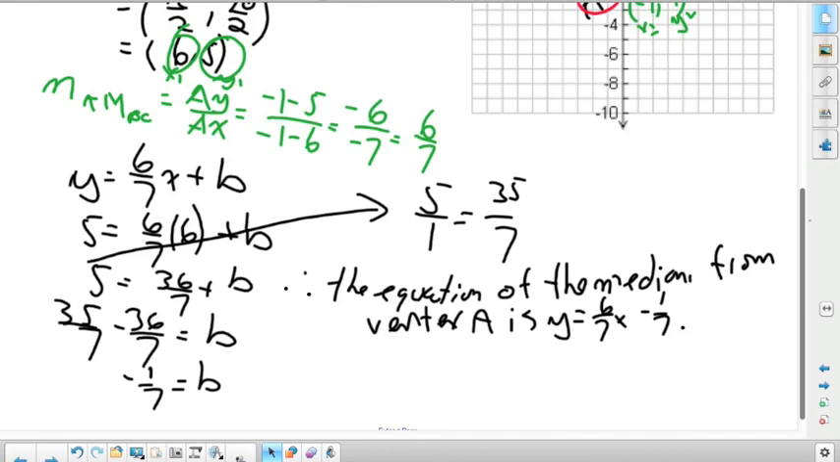The equation of the median from vertex... Oh, from, okay. From vertex... No, it was the from. From. Thank you.